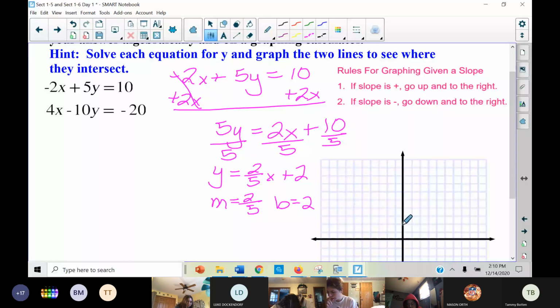So I'm going to go up to 2 on my graph, and then my slope is 2/5, so I go up 2 and 5 to the right, and then up 2 and 5 to the right, which is the same as down 2 and 5 to the left, and down 2 and 5 to the left. And then draw that line.